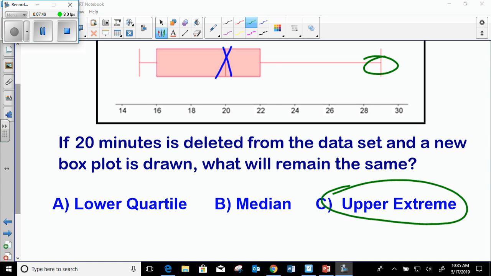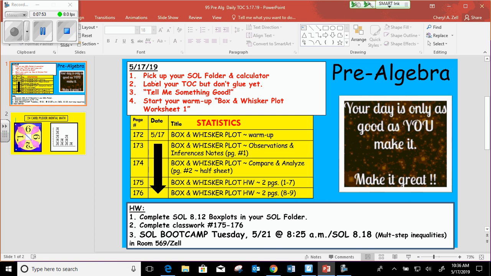All right, so the next thing that you will need to do is on your paper, notice that you have your pages. We've already done the warm-up and your observations, your notes, pages 1 and 2, so that's 173 and 174. Now we are going to start pages 175 and 176, which is classwork, and they are problems 1 through 9, so you can work on that now.